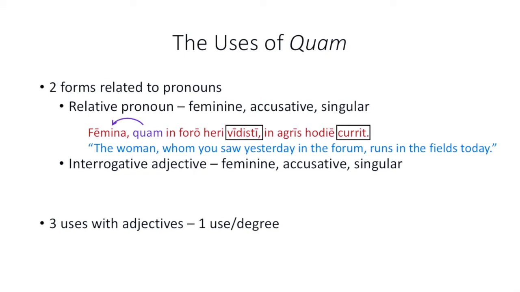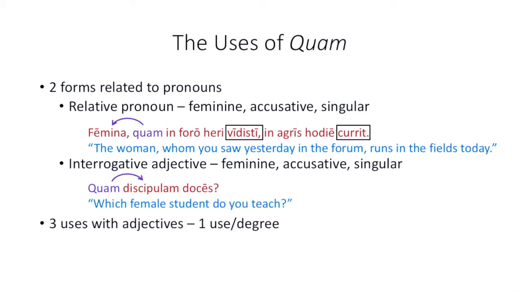Quam in foro heri vidisti. And so overall you get your whole sentence. The woman whom you saw yesterday in the forum runs in the fields today. Quam can also be the interrogative adjective that is feminine accusative singular. So in this example, quam discipulam doces?